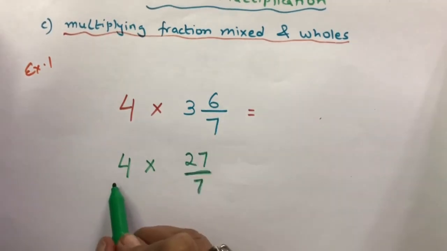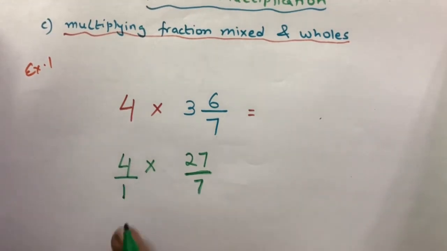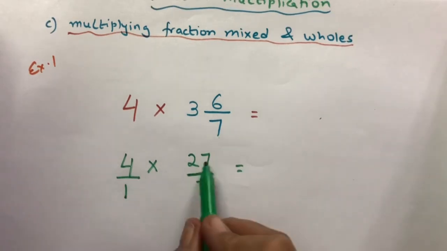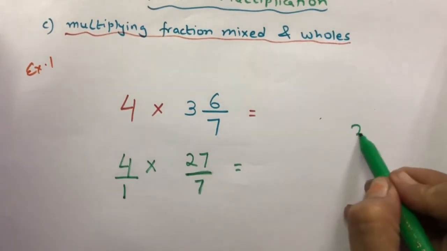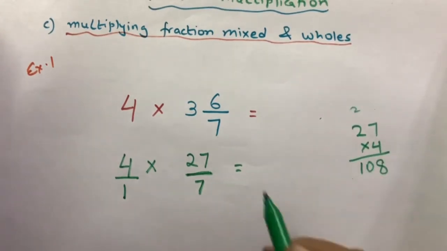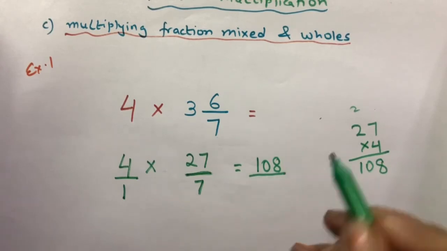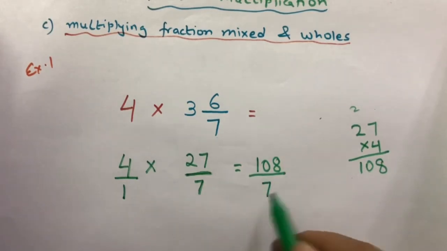Last example, what we did? We made it a fraction by writing 1 in the denominator. We multiply numerators. So 27 multiplied by 4 is 108, and 7 ones are 7.